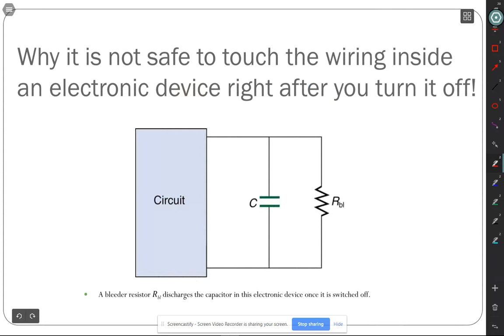Okay, I think I have electrical safety. Nope, I don't have electrical safety here.